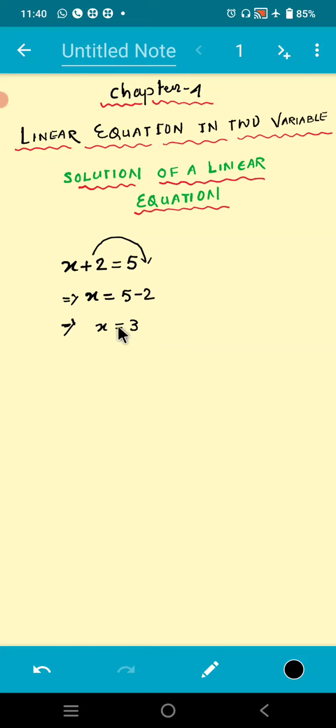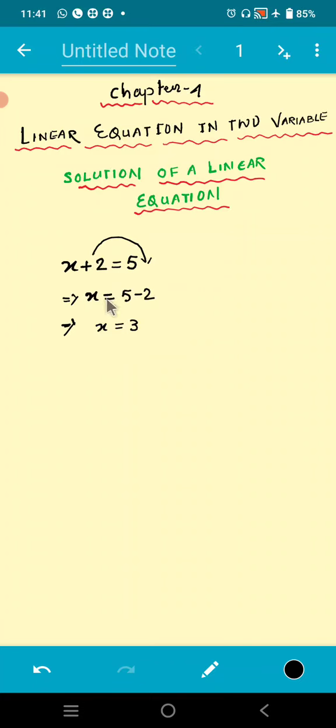But the chapter that we are studying now is related to a linear equation involving two variables, isn't it? And what are the two variables? That is x and y, isn't it? So now in this case, whether the solution will be unique or two or infinite, this is what we have to know.